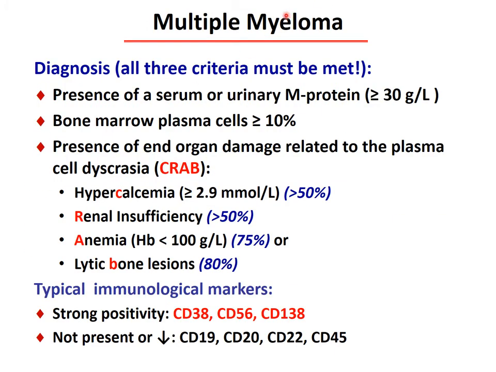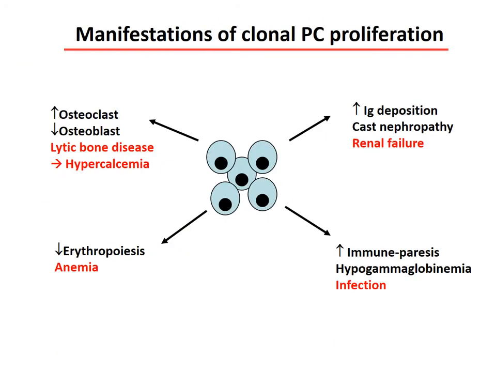To diagnose multiple myeloma, as we already started, now let's see what is going to cause the manifestation of this clonality of the plasmacytomas or plasma cell proliferation.